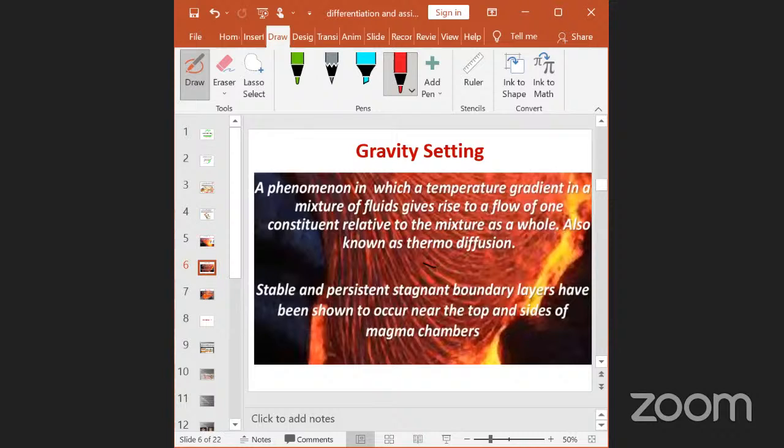Next one is gravity settling. So what is gravity settling? A phenomenon in which a temperature gradient in a mixture of fluids gives rise to a flow of one constituent relative to the mixture as a whole, also known as thermodiffusion, right? Stable and persistent stagnant boundary layers have been shown to occur near the top and sides of the magma chambers.